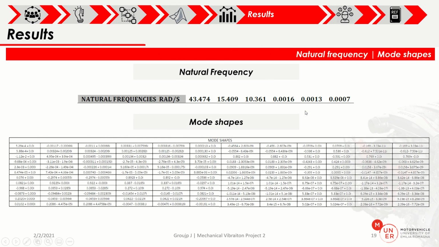Here it's possible to see the natural frequencies referred to the three translations and three rotations, and the table regarding the mode shapes. We obtained 12 complex mode shapes because of viscous damping consideration.